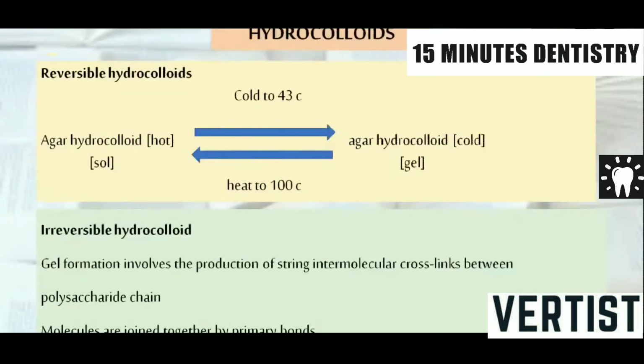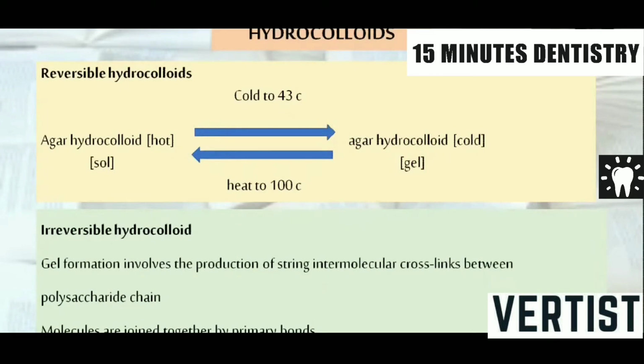This is called a correction of the impression with that particular epoxide ethanol, and it is also used for a functional impression. So now I will start with the hydrocolloid, the reversible kind, that is agar-agar, which is converted from sol to gel. As the temperature decreases, it will come to the gel, and once it is gel, if you increase the temperature, it will convert from gel to sol again.